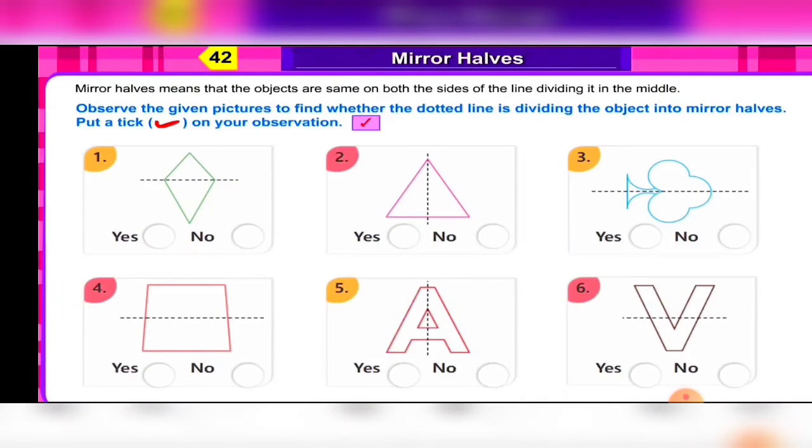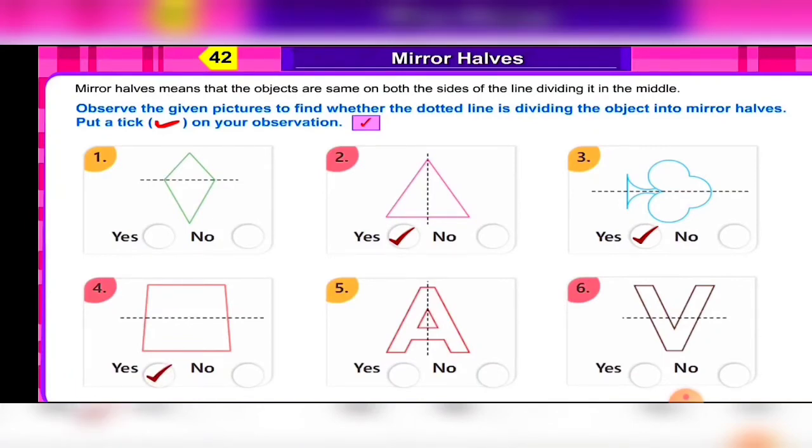The triangle is dividing in between, so both parts are same, so we have to put right tick on second number. Number 3, there is a tree, so the tree's both parts are same, so we will put right tick. Number 4, there is a square. This square is dividing in between, so both parts are same, so we will put right tick on number 4.